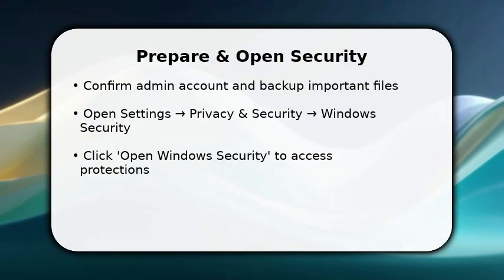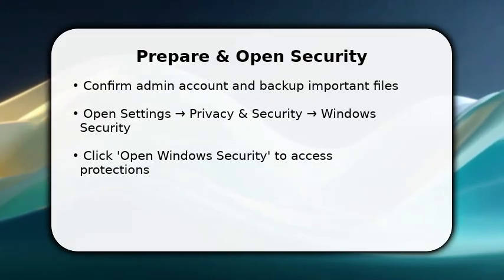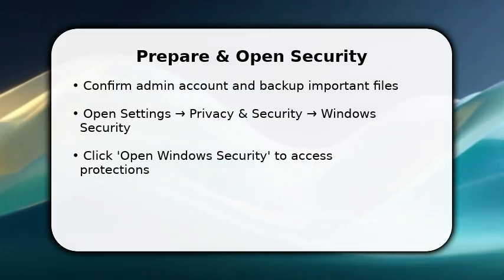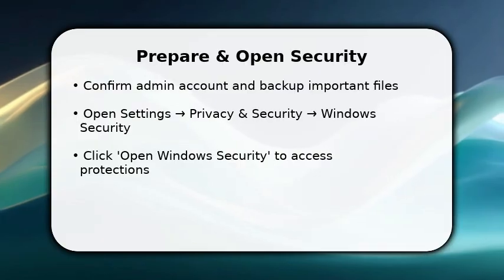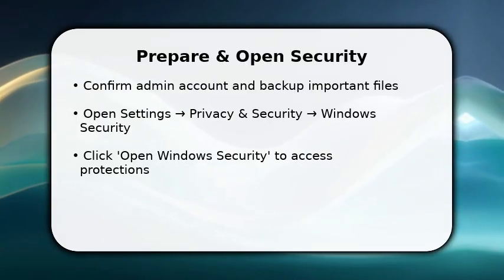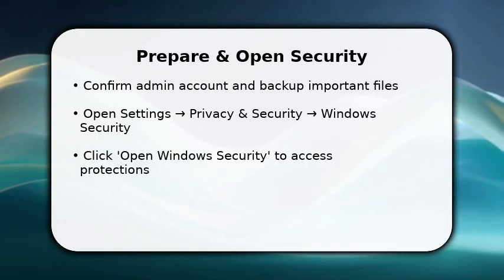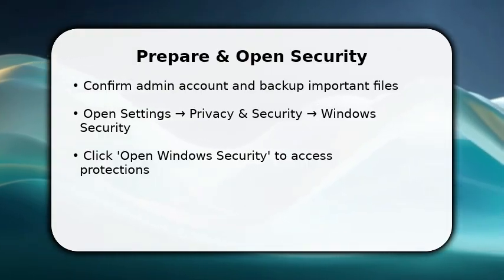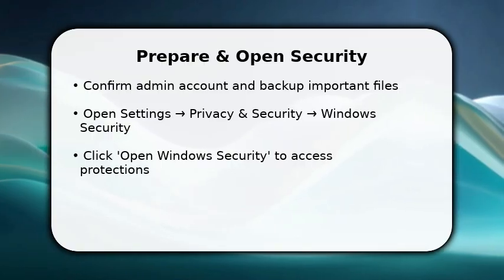You start by using an admin account so changes apply system-wide. Make sure critical files are backed up before altering security. Open Settings, go to Privacy and Security, then tap Windows Security. This opens the central dashboard where Windows Defender, Firewall, and App Permissions live.